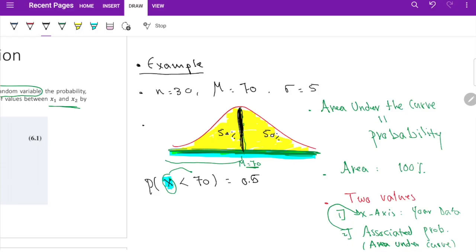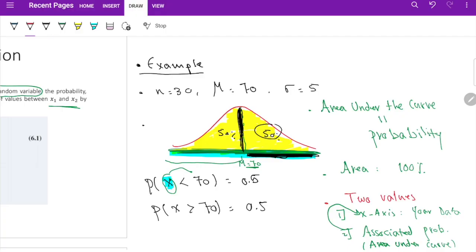If someone asks, what is the probability that someone scored greater than 70? Again, the answer is going to be 50% because we're going to look at the right-hand side. X is greater than 70 here, and the probability when x is greater than 70 is 50%.